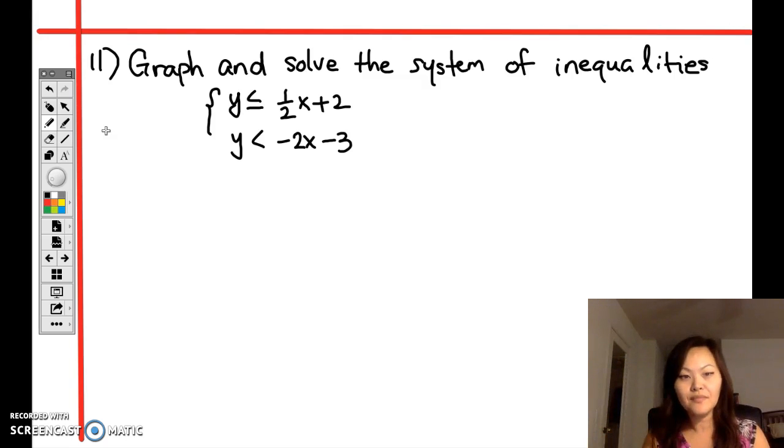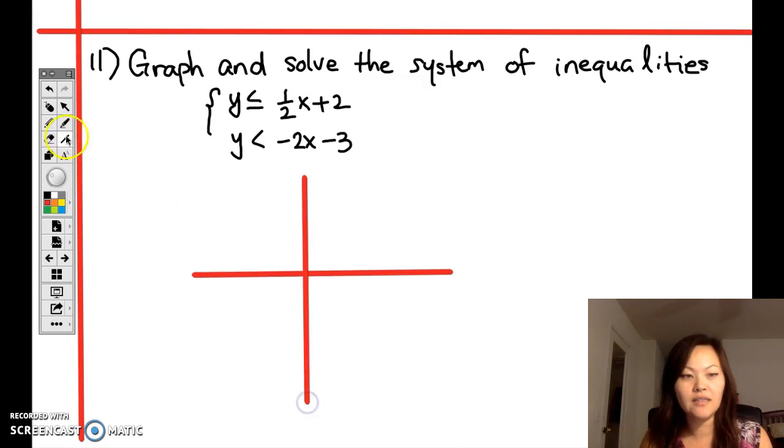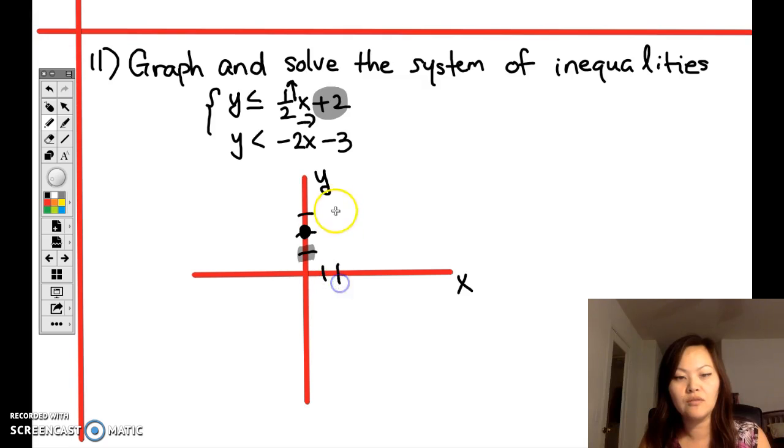Okay, so we have to graph and solve the system of inequalities, right? So this is very easy. We already know how to do all of this, okay? So we have our x-axis and we have our y-axis, right? So you just start with the 2. That is the y-intercept. So you go up 1, 2. So here's my first point. And then my slope is 1 over 2. So you go up 1 to the right 2, up 1 to the right 2. There you go.